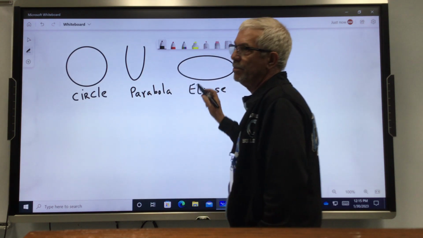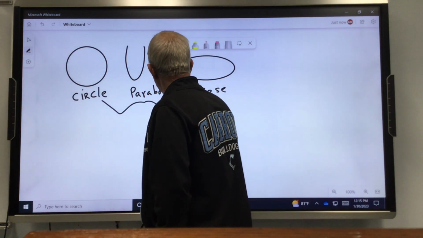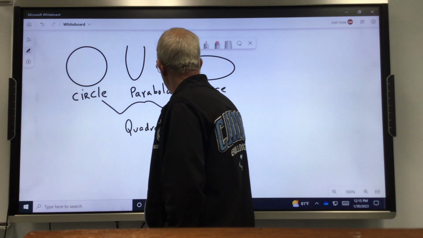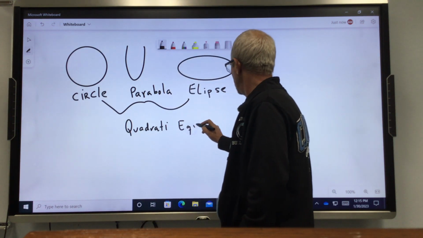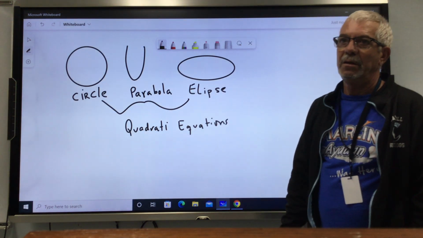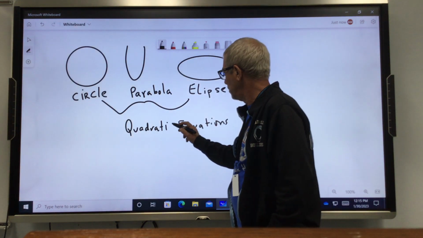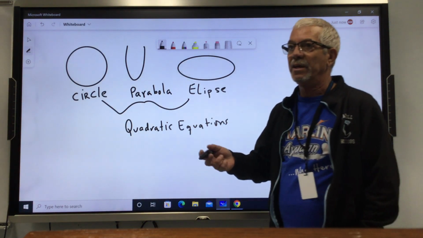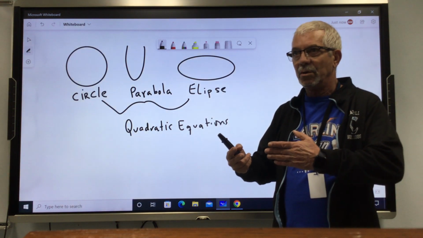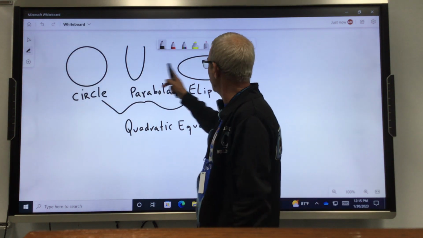We have these three shapes. The equations of the three of them are quadratic equations. Okay? And quadratic equations are equations that are non-linear. When we saw linear equations, the graph is a line. But these ones are different graphs.